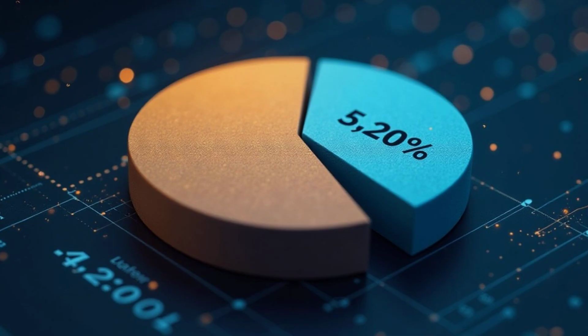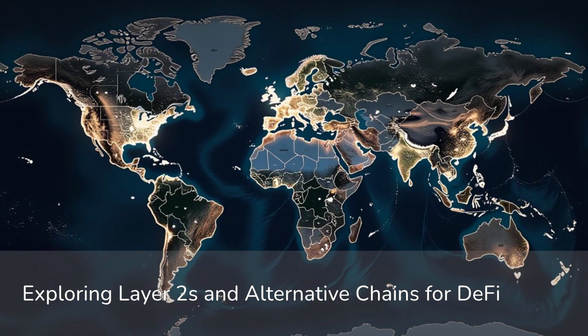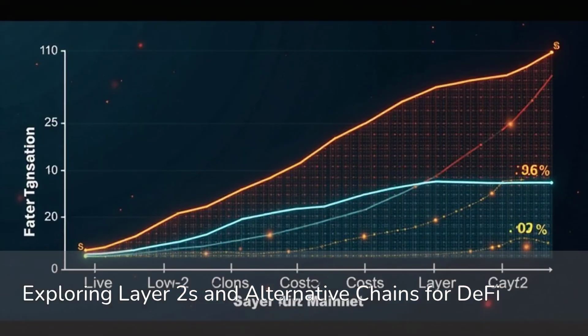But keep in mind, these platforms also take a cut of the profits, usually 5 to 20%. You'll also want to watch gas fees. Every time you enter or exit a pool, especially on Ethereum mainnet, you pay transaction fees. That's why many users are shifting to layer 2s like Arbitrum, Optimism, or even other chains like Avalanche, BNB Chain, or Polygon. They offer the same DeFi tools with faster speeds and dramatically lower costs.